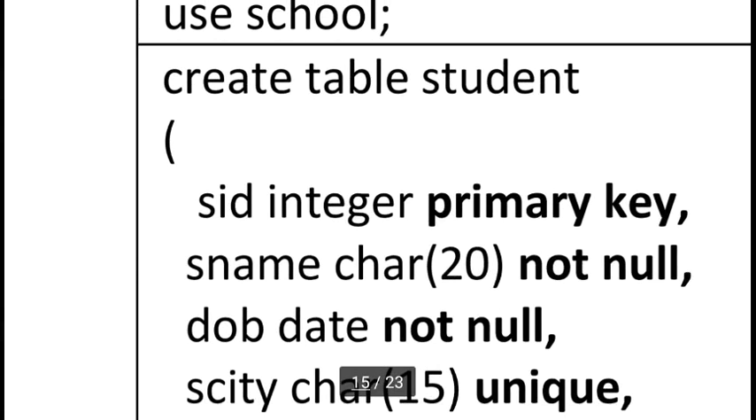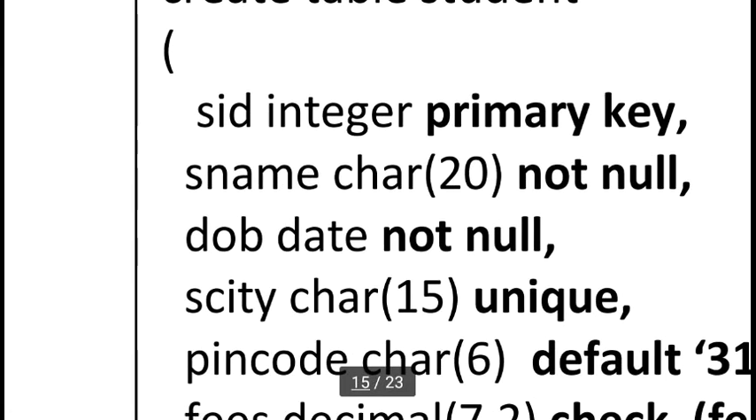So create table student, you can see the small bracket is opening, SID. Column name, integer is our data type, and primary key is our rule, comma. So SID is our primary key. S name, character 20 we know very well. Not null, we must input the student name, we cannot leave it blank. So not null is our rule, comma.